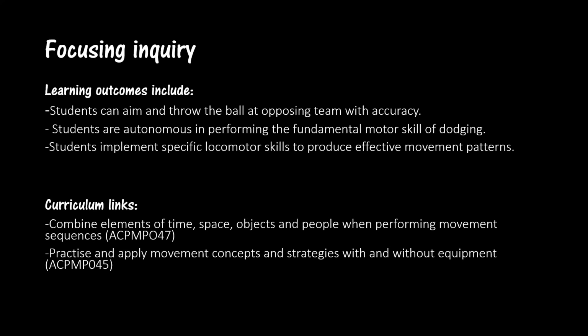Our learning outcomes for these lessons were for students to become competent in the Run the Gauntlet game using overarm and dodging skills. Students will be able to aim and throw the ball at the opposing team with accuracy, are autonomous in performing the fundamental motor skill of dodging, and students implement precise locomotor skills to produce effective movement patterns.